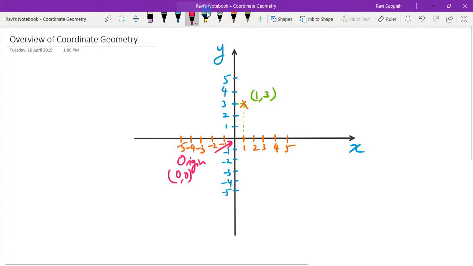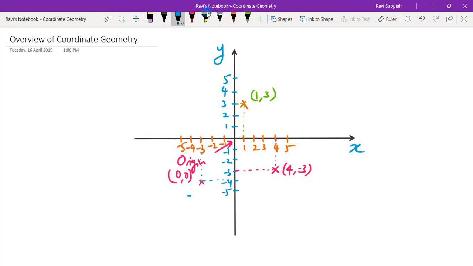Similarly, if I were to do it over here, what is this coordinate? The x value is 4 and the y value is -3, so it's (4, -3). How about over here? For this point, the x value is -3 and the y value is -4, so it's (-3, -4).